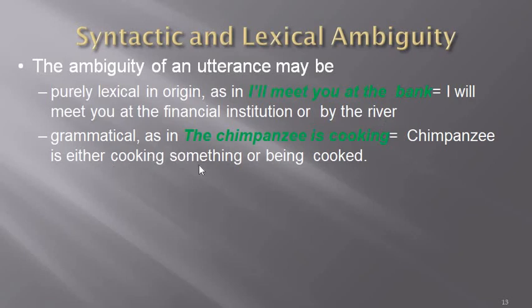And grammatical ambiguity is, for example, chimpanzee is cooking. Here the question arises whether the chimpanzee is either cooking something or being cooked. These types of ambiguities are called grammatical ambiguity, and when the ambiguity arises on the basis of the meaning, then it is called lexical ambiguity, and this is the syntactical ambiguity.